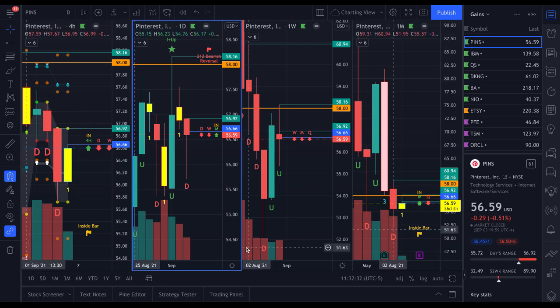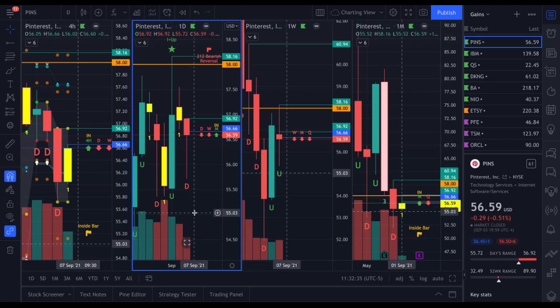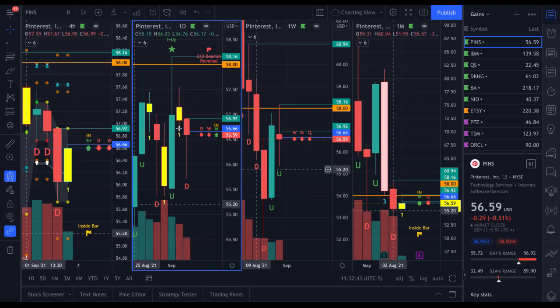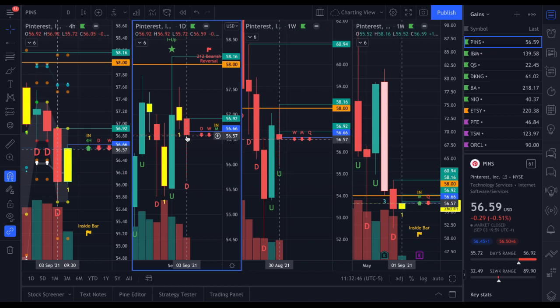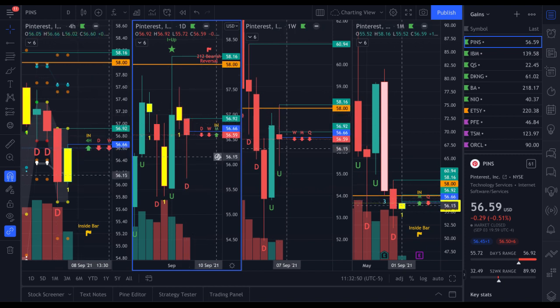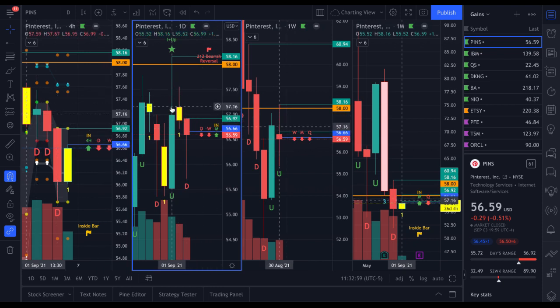So first up is PINS. I want to bring your attention to the daily first. Here we have a bullish rev strat setup. In this case, what that means is you have an inside candle, two down, in this case for it being bullish. And then we're looking for taking out the high of this two down at 56.92. And our target will be the top of the candle previous to the one. So in this case, our target is 58.16.